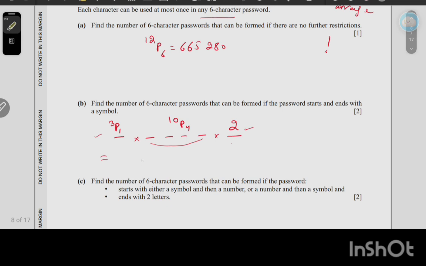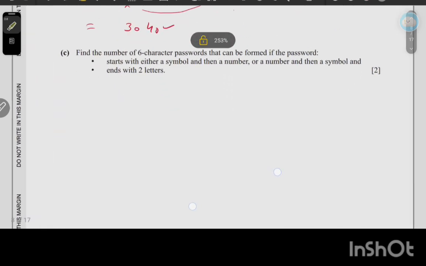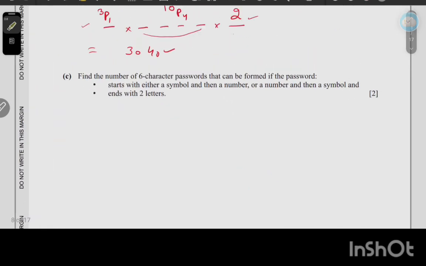So here we use the calculator values and we get the answer 3040. This is our required answer. Okay, and now 6 and C part. Find the number of six character passwords that can be formed if the password starts with either a symbol then a number or a number and then a symbol, and ends with two letters.